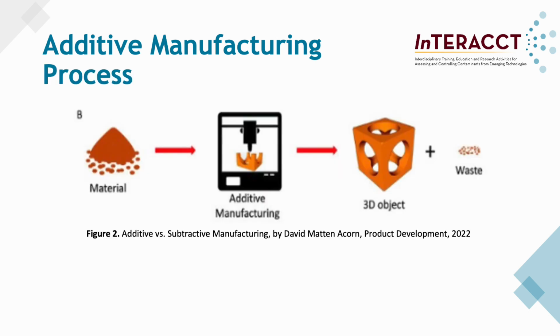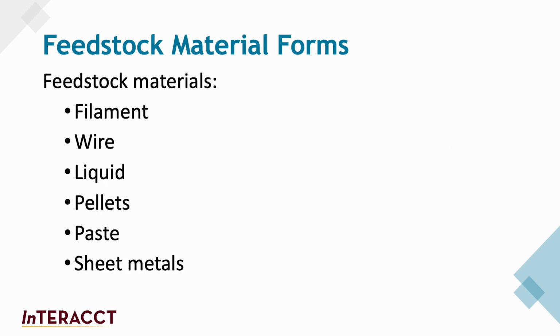The process flow diagram, shown here, contrasts with the subtractive manufacturing method image shown earlier by beginning with a material and adding it to create a 3D object. In additive manufacturing, the only material you use is what specifically becomes the product, yielding much less waste at the end because nearly all raw material can be reclaimed. Feedstock materials come in the form of filament, wire, liquids, pellets, paste, and sheet metals.